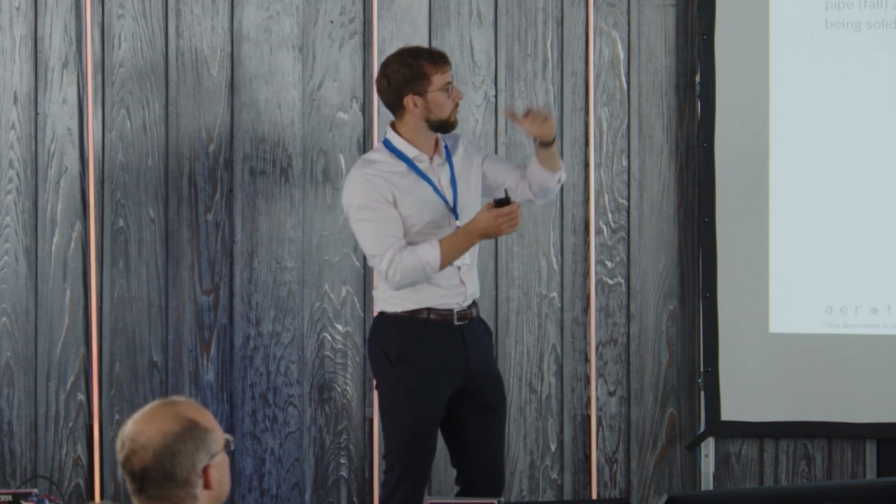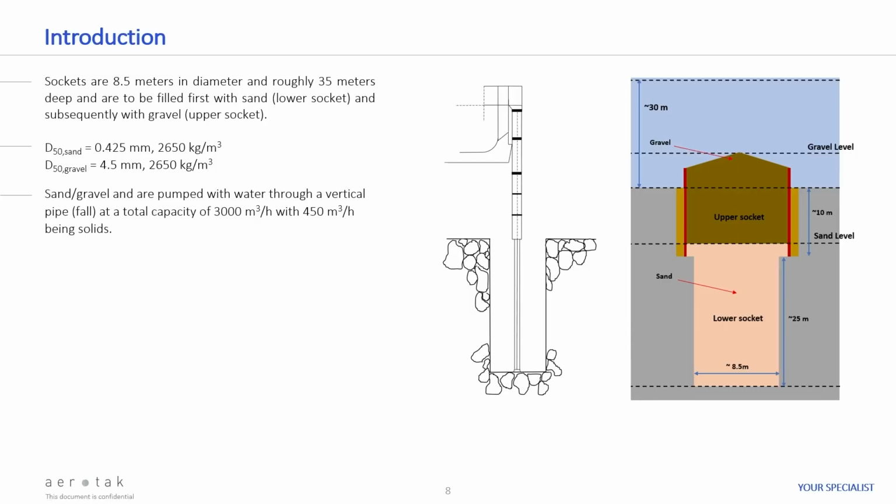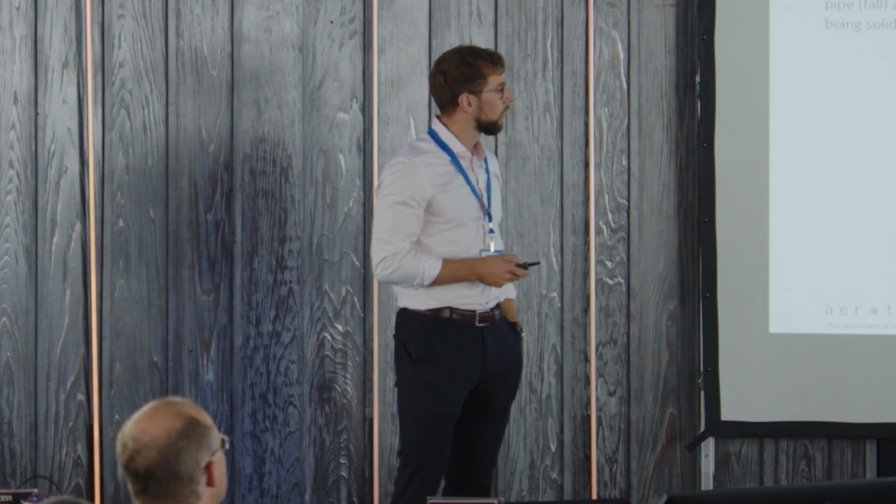And then on top of that, you have an upper socket that's about the same diameter, and about 10 meters tall. You fill that up with gravel. So it's basically a filling that happens in two stages. Sand first, then gravel. But this is a quite large hole, basically. It's 35 meters tall, 8-9 meters wide, or in diameter. That gives us a quite large volume that we need to fill up with particles that are somewhere between 0.5 millimeter and 4 or 5 millimeters in diameter. So the question then becomes, how do we do that?